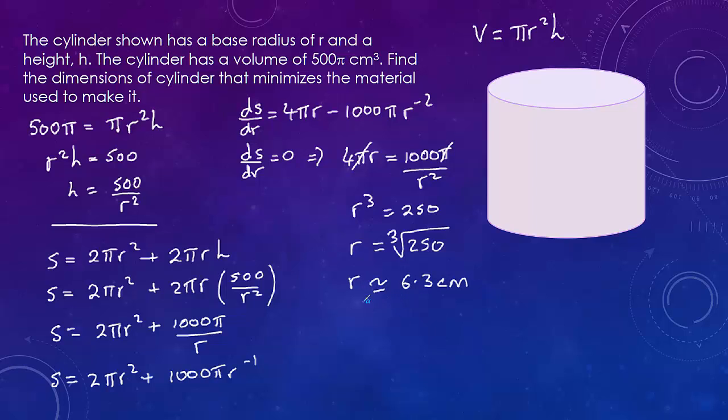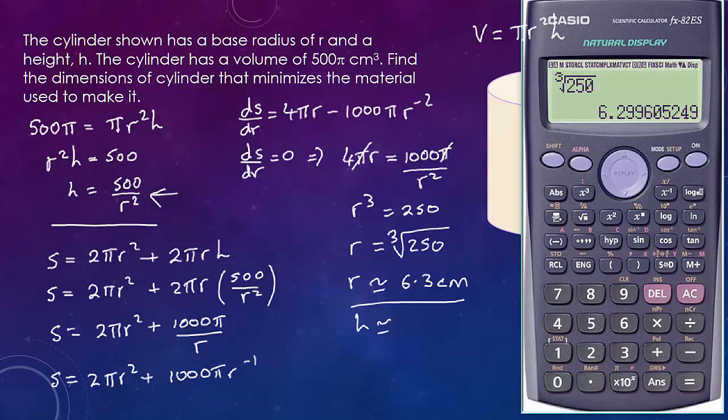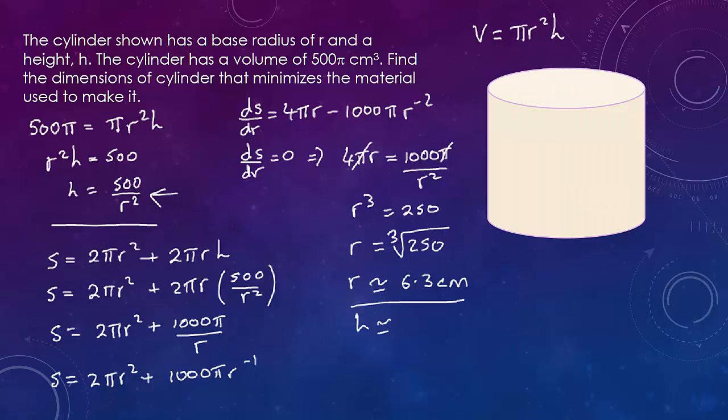And then we can use that to go ahead and find h from here. So h is going to be approximately, and grab the calculator again, and that would be 500 divided by our last answer squared. So about 12.6. So 12.6 centimeters.